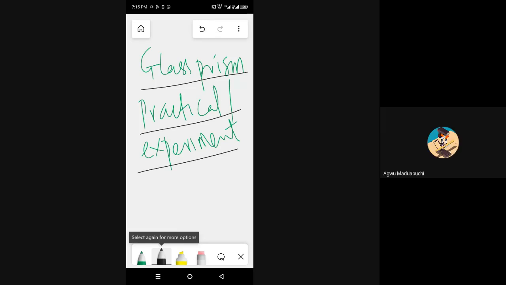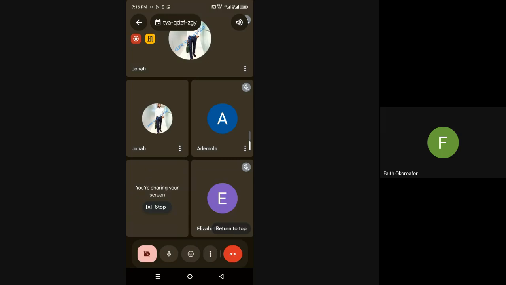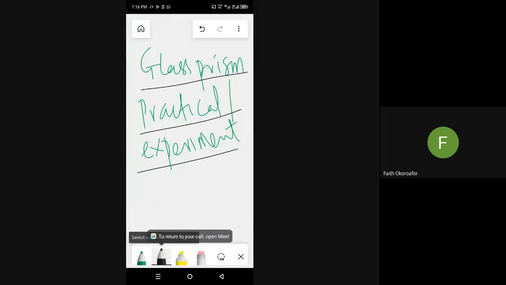No, sir. Okay, so what are the properties of waves? Reflection, refraction, diffraction, interference. Is that Elizabeth? No, sir, it's Faith. Oh, Faith. So what are the properties of waves again? Reflection, refraction, interference, diffraction. Very good.